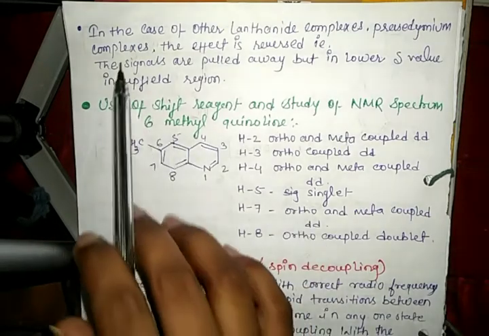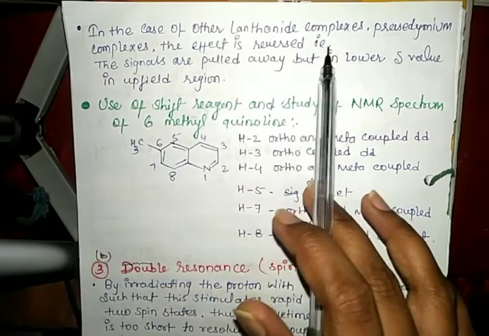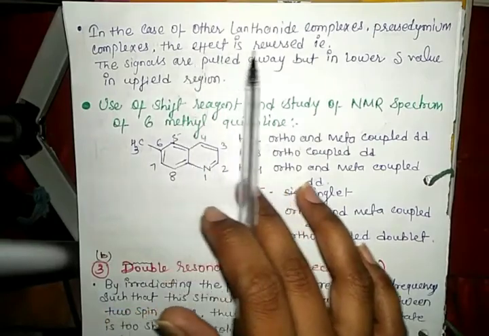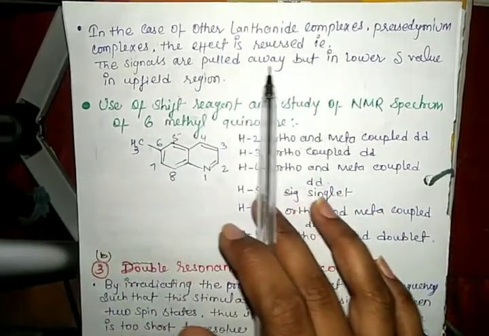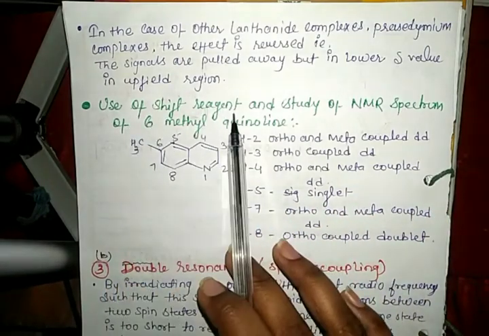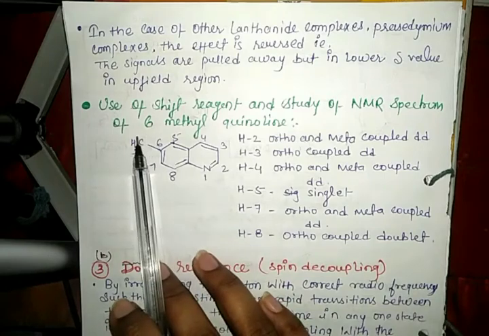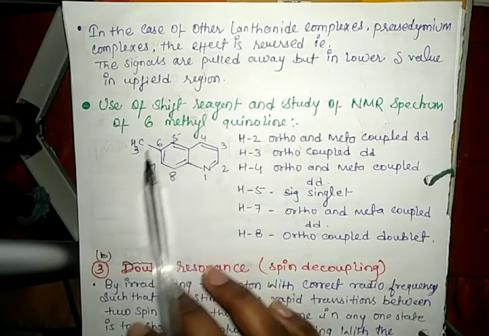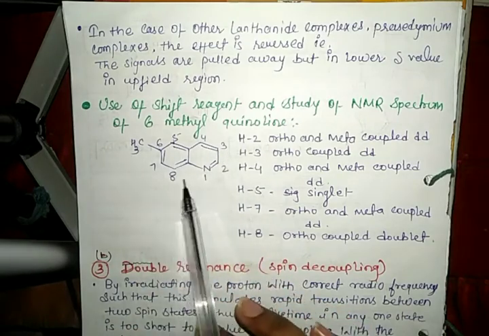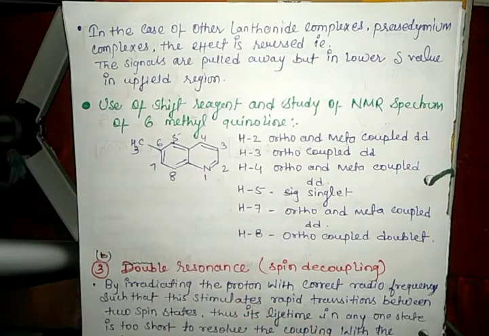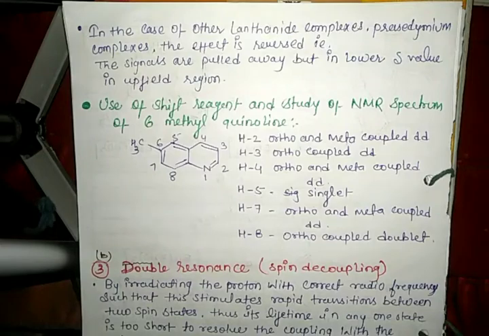And fifth point, in the case of other lanthanide complexes, praseodymium complexes, the effect is reversed. The signals are pulled away, but to lower delta value, in the upfield region. Use of shift reagent and study of NMR spectrum of 6-methylquinoline. So there we see we have 8 types of hydrogens, and for all 8 types of hydrogen we get different signals.